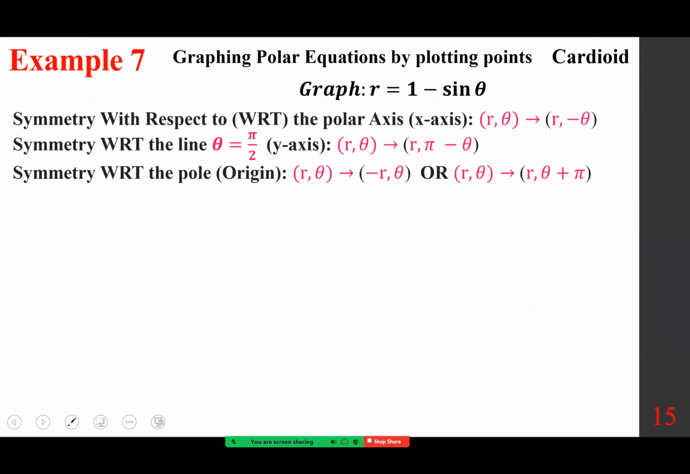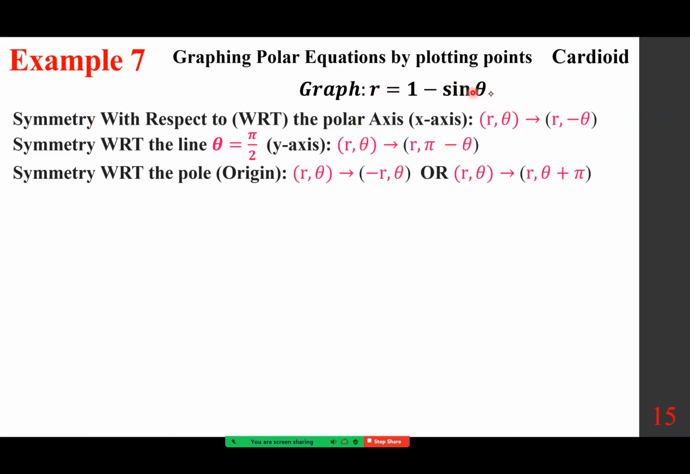Now we want to graph r equals 1 minus sine theta, everybody. Basically you can just plug in, and I'll show you that concept as well. But let's discuss the symmetry, and I remind you of the previous page. We are going to check the symmetry, starting with the first one, polar axis. We are going to look at the equation, and we are going to change the theta to minus theta. If we get the same equation, it is symmetric. If we don't, we don't.